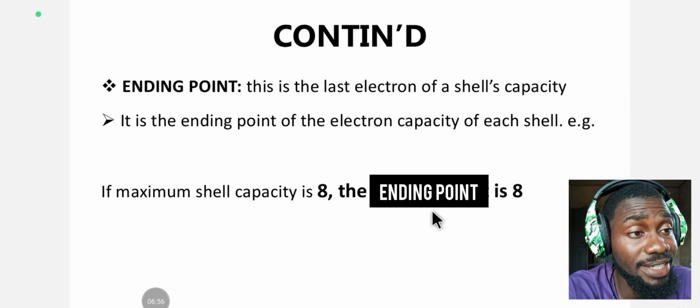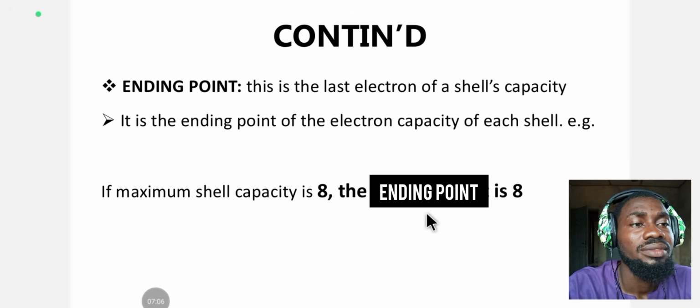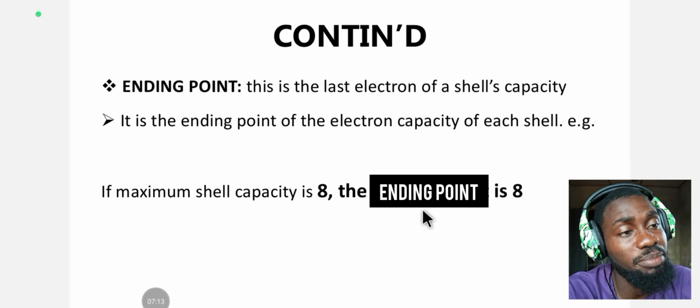So the three terms to note and to have by heart are the starting point, the central point, and the ending point. Very, very important because we are going to use it very soon.